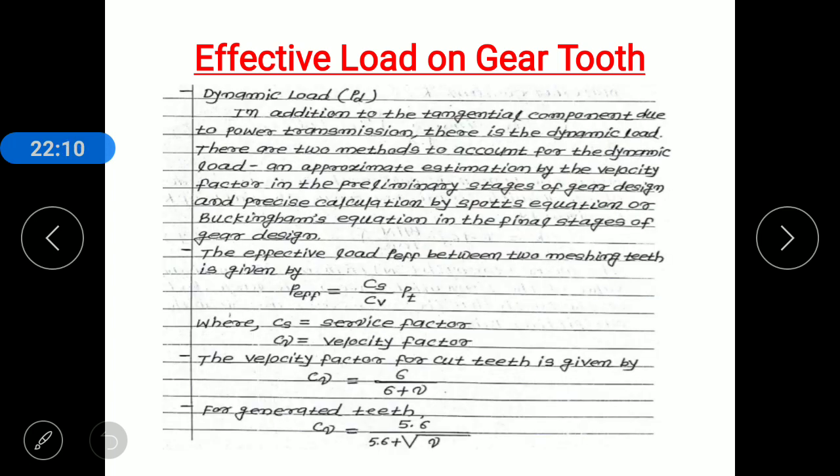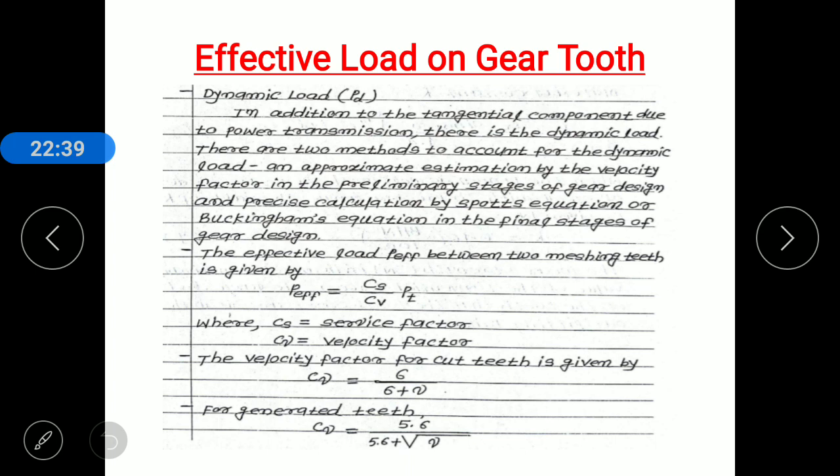Next is the dynamic load. In addition to the tangential component due to power transmission, there is a dynamic load, and there are two methods to account for the dynamic load. First one, an approximate estimation by the velocity factor in the preliminary stages of gear design, and second one, precise calculation by Spott's equation or Buckingham equation in the final stages of gear design.